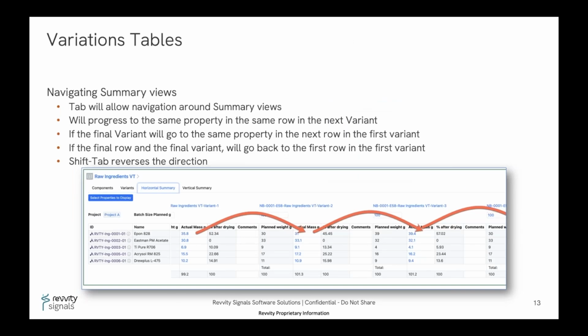Another big feature that has been added this year and is continuously being expanded is the variations tables. What's pretty cool about this is it's allowing for a lot of those variations that everyone keeps asking about. You can tab through summary views. It'll show work to progress the same property across multiple rows for the next variant. Final variants can go all the way back to the same property for the next row in the first variant, and in the final row and the final variant, you can go all the way back to the first one. You have the ability to shift-tab to reverse directions. It's honestly quite complicated, but an incredibly cool feature.